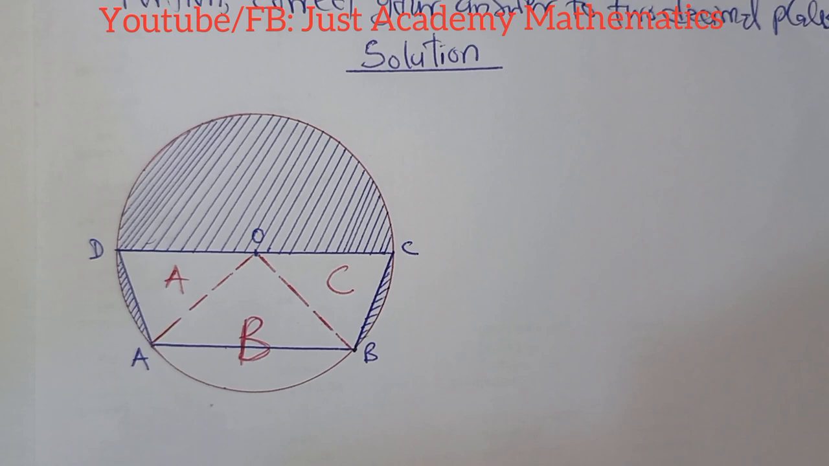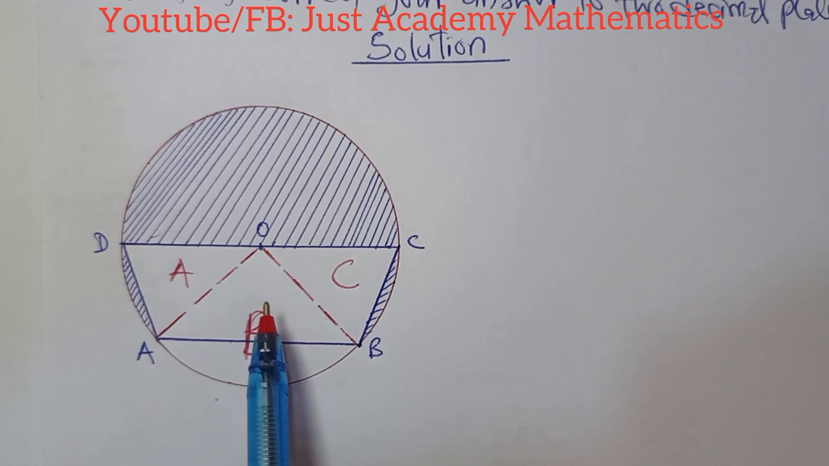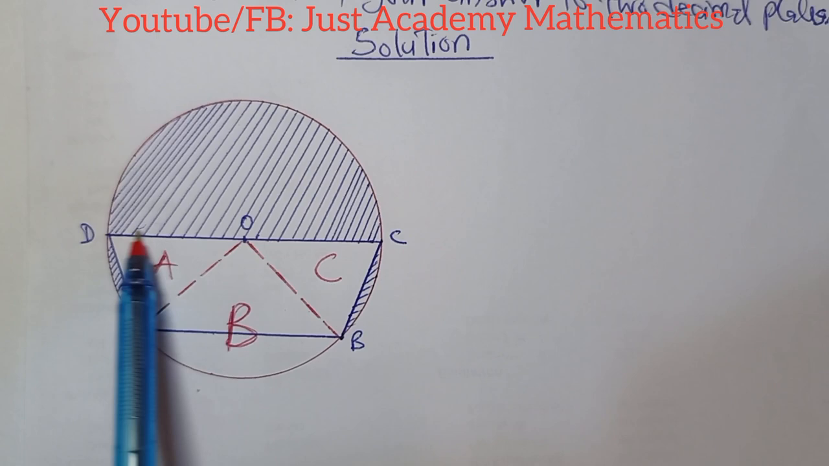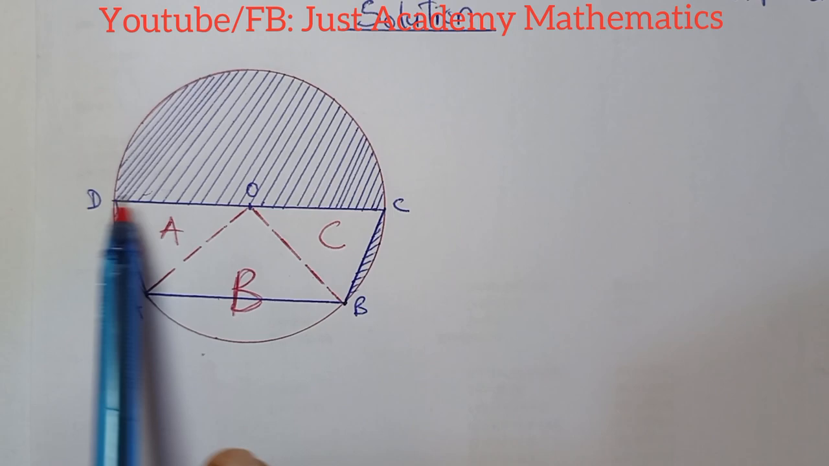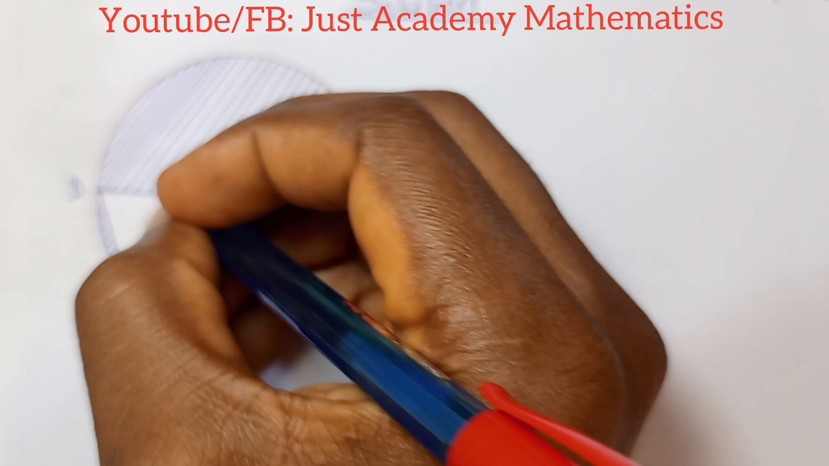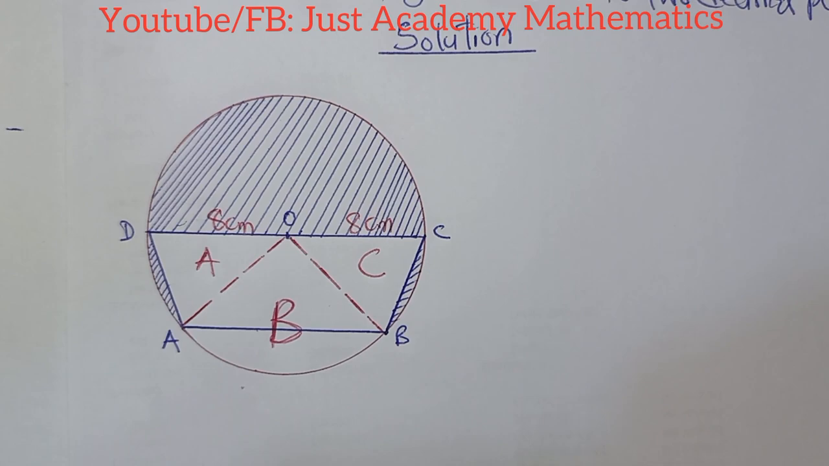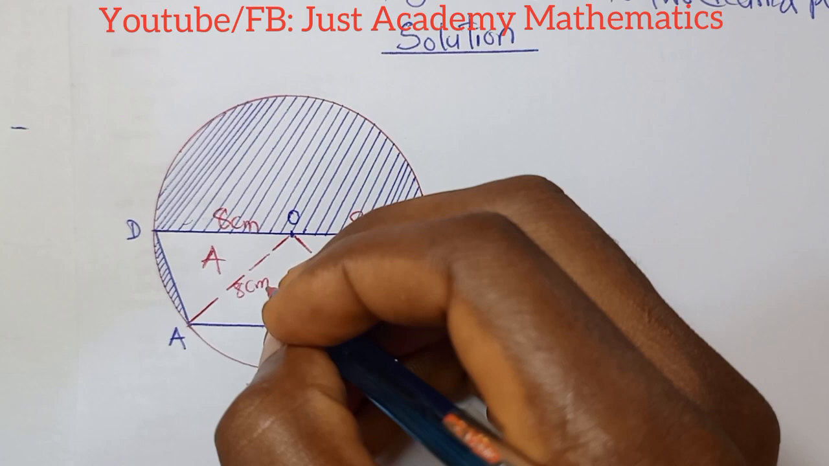The next thing is, how do we know the values? The most difficult thing here to get is the angles. But let's start with the sides. They said that the diameter, from the question, the diameter is 16 cm. That is CD is 16. So if from here to here is 16, it means the radius is what? 8 cm. So here is 8 cm and here is 8 cm. And of course, AO is also what? 8 cm. And OB is also 8 cm.